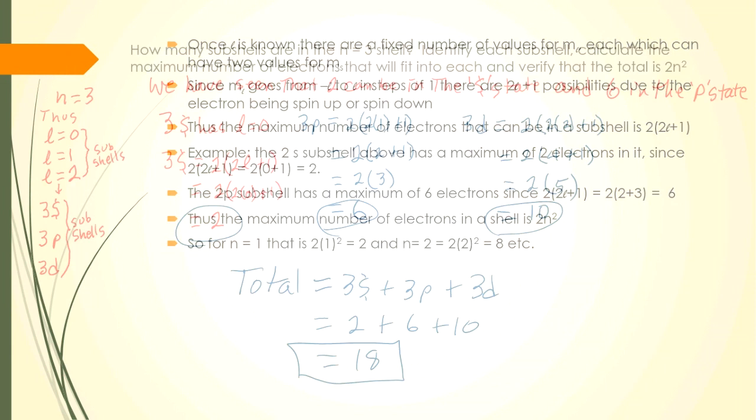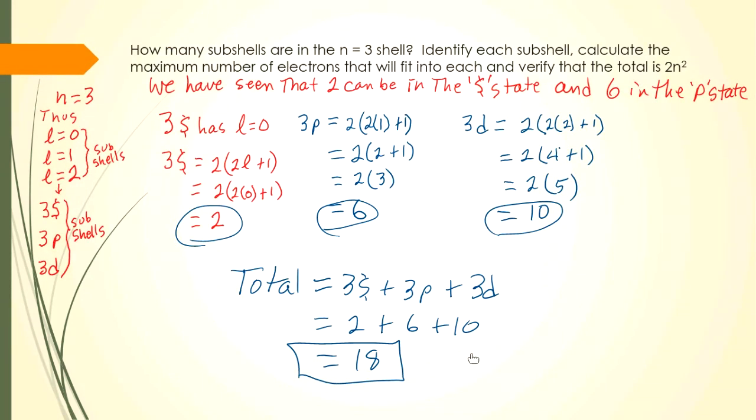Gets the same results. So how many subshells are there when n equals 3? Identify each subshell, calculate the maximum number of electrons that will fit into each, and verify that the total is 2n squared. So we've seen that 2 can be in the S state, that's upspin, downspin, and 6 in the P state. So these are my subshells, l equals 0, 1, 2, and we call them 3S, 3P, and 3D. So 3S, the first subshell, has an l of 0. The maximum is 2 times (2l plus 1), that's 2 times (2 times 0 plus 1). So that's 2 times 1, which is 2. So the S subshell of the third shell has 2 in it.